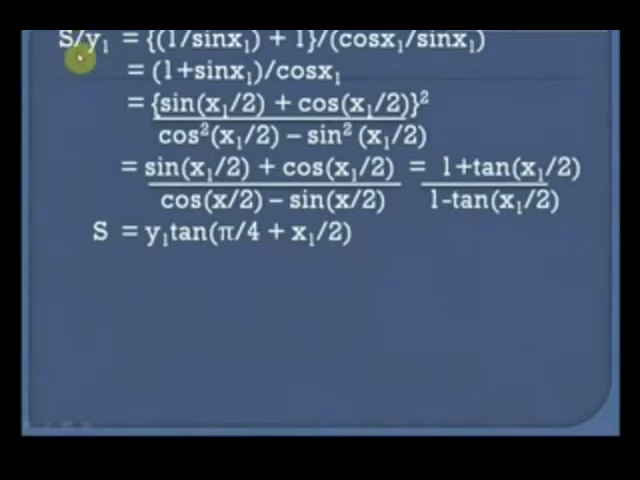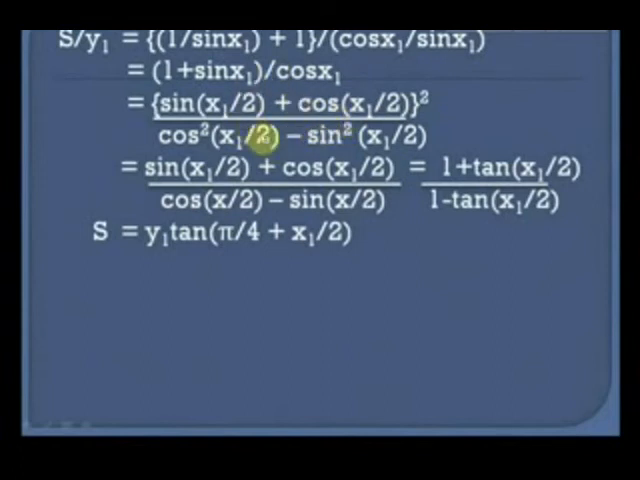Now s by y1 would be equal to 1 by sin of x1 plus 1 divided by cos of x1 by sin of x1. This is because cosec x1 is equal to 1 by sin of x1, and cot of x1 is equal to cos x1 by sin of x1, and from this we get 1 plus sin of x1 divided by cos of x1. Now 1 plus sin of x1 could be written as sin of x1 by 2 plus cos of x1 by 2 whole square, and cos of x1 could be written as cos square x1 by 2 minus sin square x1 by 2. These are the basic trigonometric identities.